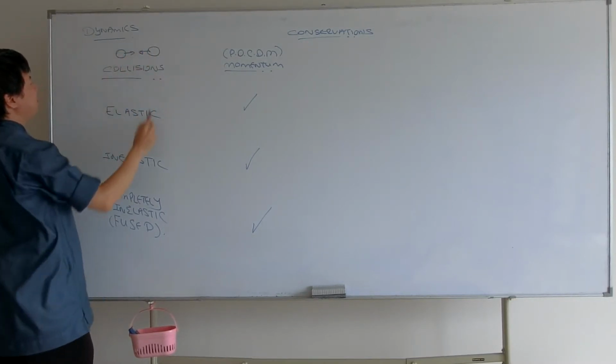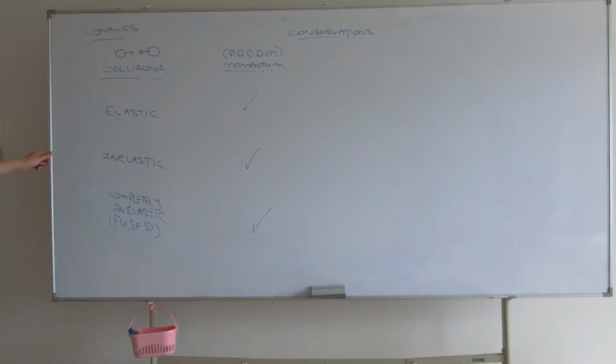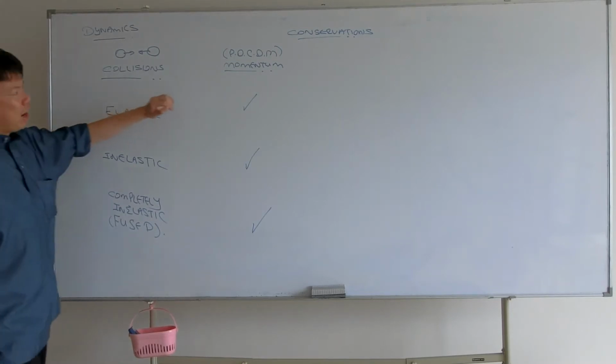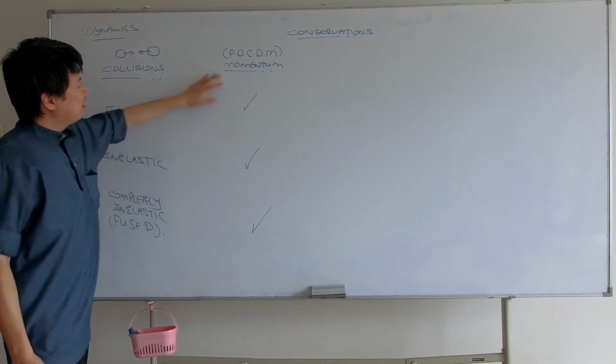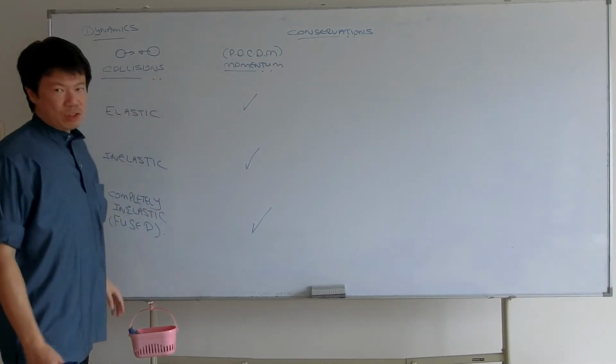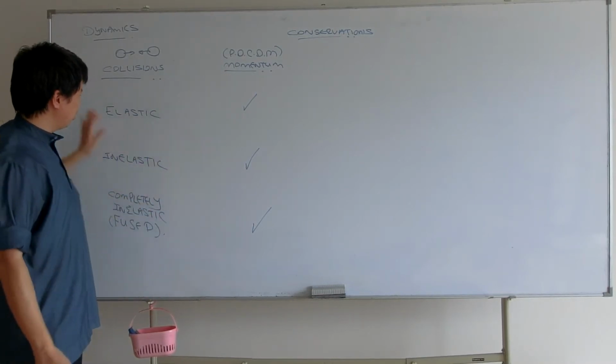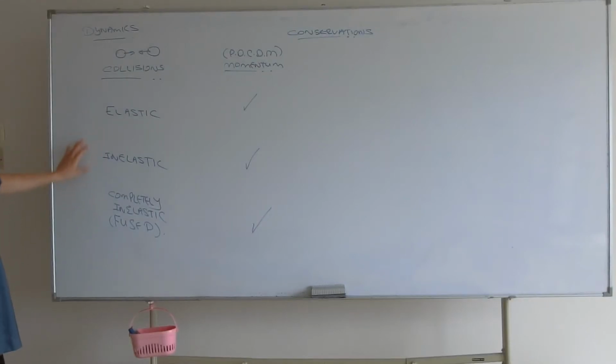This is one example of two objects colliding with each other. And how do we know which type it is? We cannot use momentum. Why? POCOM is conserved in all three, so you cannot use it to differentiate between the three collisions.